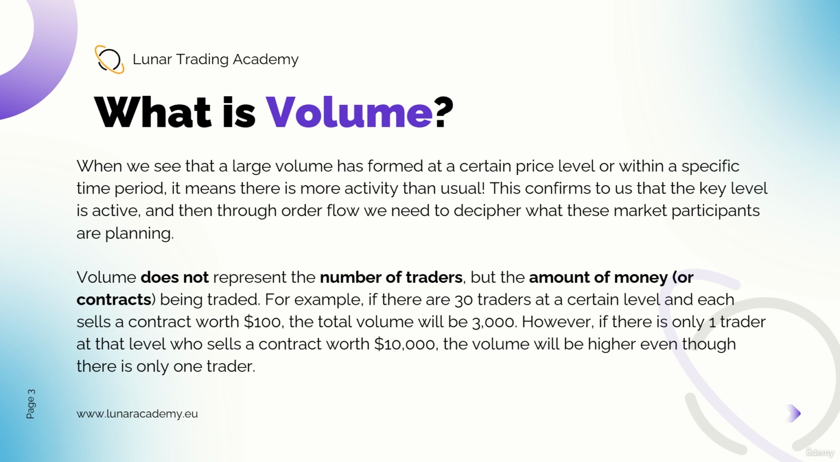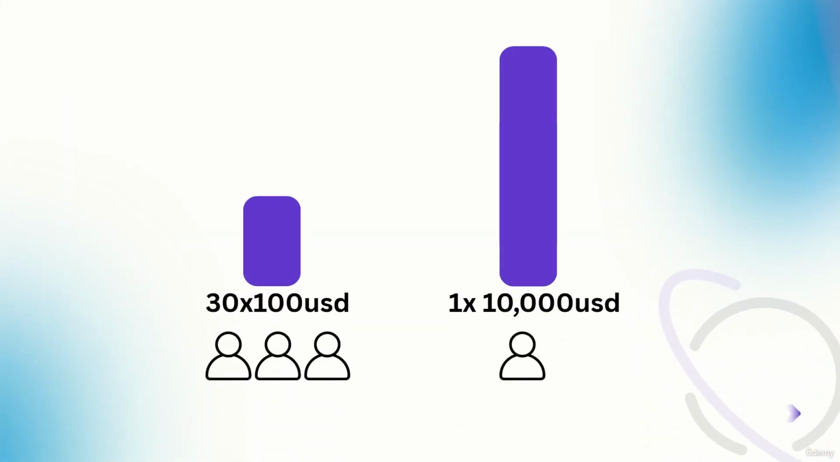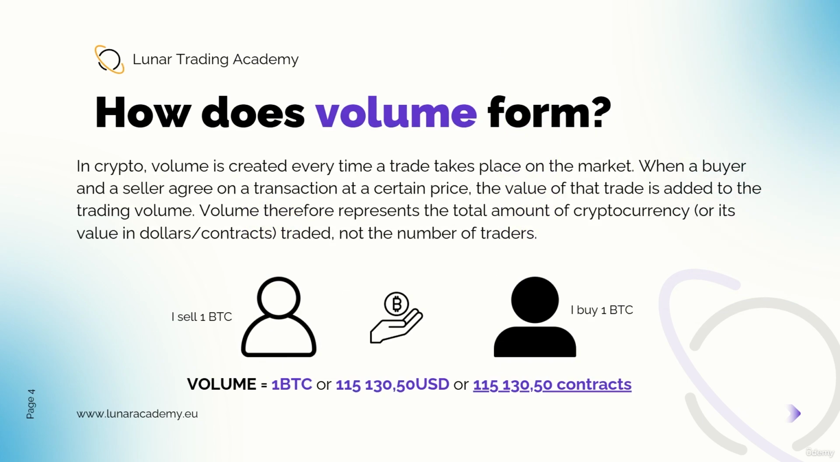The important thing is that volume does not represent the number of traders, but the amount of money or contracts being traded. So for example, if there are 30 traders at a certain price level and each sells contracts worth $100, the total volume will be 3,000. However, if there is only one trader at that level who sells contracts worth $10,000, the volume will be higher, even though there is only one trader. So in the end, volume does not represent the number of traders, but the size of the positions executed at a given level or within a specific time period.